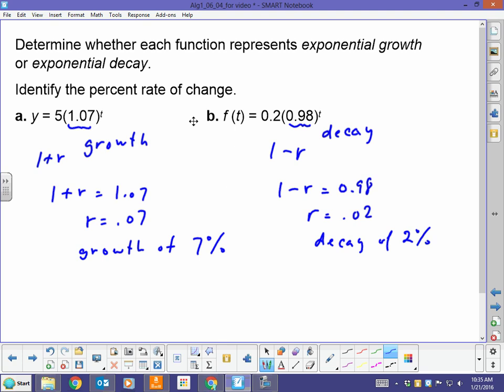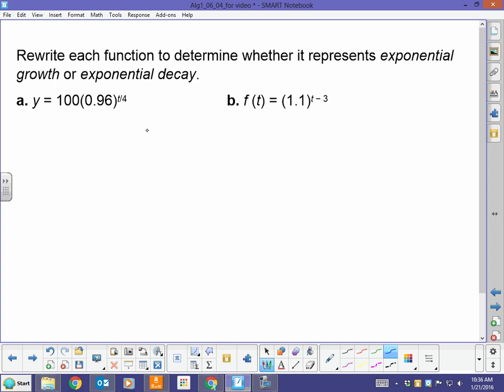2% per t. Well, we don't know what t is. T is probably a year or something like that. But that's an easy way just to kind of look at these real quick and know if it's growth or decay. We'll have some others later on where the exponent isn't just t, so it's going to get a little more complicated. Like these. In this case, we have t divided by 4 and t minus 3. So we have to think about our rules of exponents here as we apply these. So we want to know whether or not each function represents exponential growth or exponential decay.